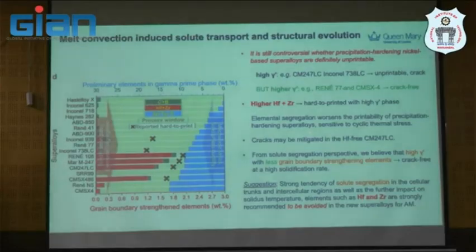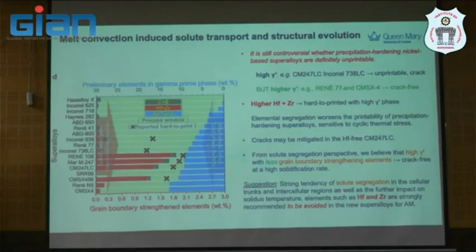And the crack may be eliminated in the hafnium-free CM247. Again, we made some suggestion: whether if we totally remove hafnium, we can print it better. I think you may know some study talking about the variation of hafnium in the CM247 as well. So we believe high gamma prime nickel-based superalloy with less grain boundary strengthening element will be the ideal solution.